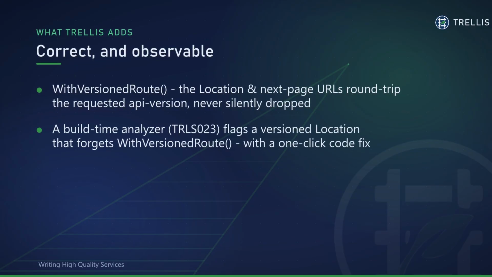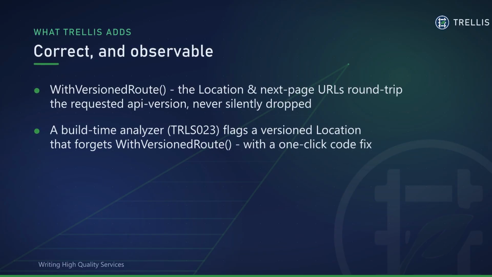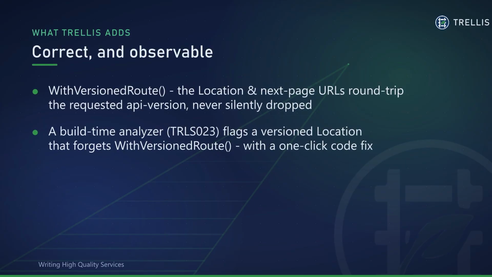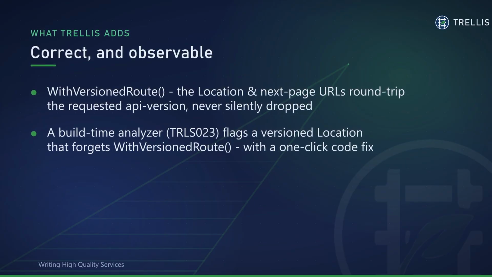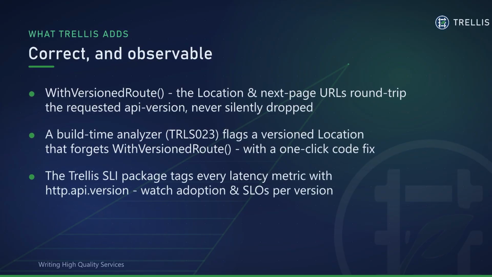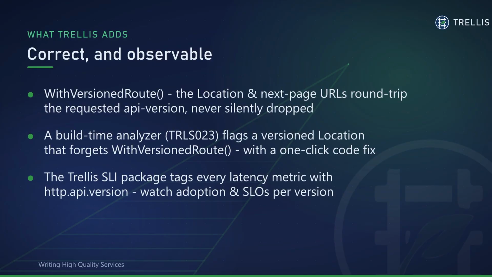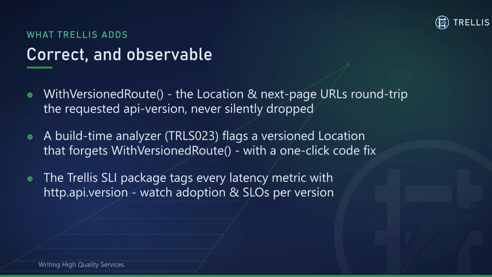Two: a build time analyzer. If a versioned controller emits a location and you forget WithVersionRoute, the build warns you, and the quick fix adds it for you. That's the mistake caught before it ships. And three: the service level indicators package tags every latency metric with the resolved API version, so you can watch adoption and track your SLOs per version.